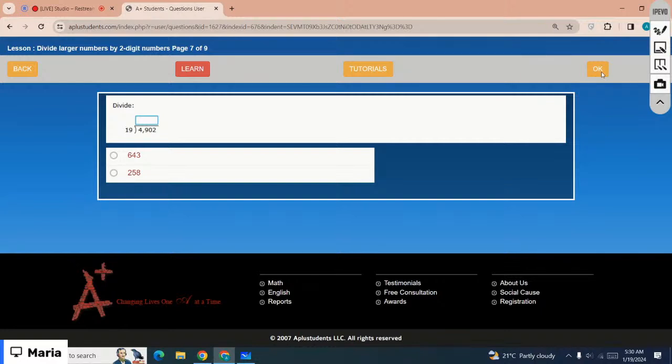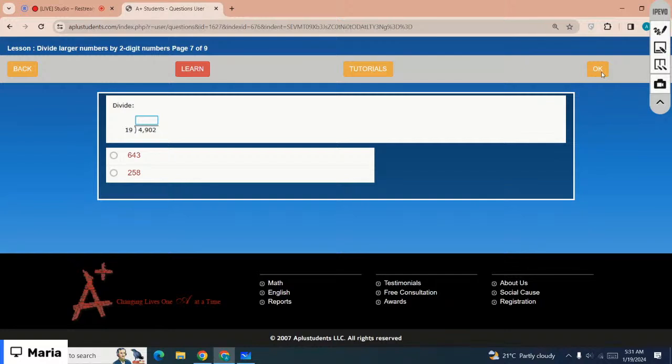4902 divided by 19, right? So which is the correct option? Just look at the first two, that is 49, right? So 19 times 2 is 38, and 19 times 3 is, I think you can go for 19 times 2, because 19 times 3 is, yes, that is 57. So you can go for 19 times 2.